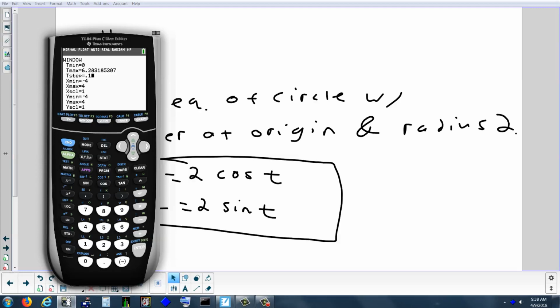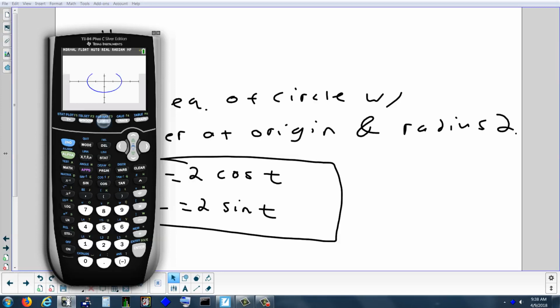Now, I said before, make sure you pick a number that divides into the t max evenly, where you're going to get a little gap. It's not going to be bad, right? It's going to plot a point at 6.2. That's going to be the last one it can do, because then the next one would be 6.3. So you're going to have a very, very small gap. It's kind of hard to see, but it is there, very, very small.